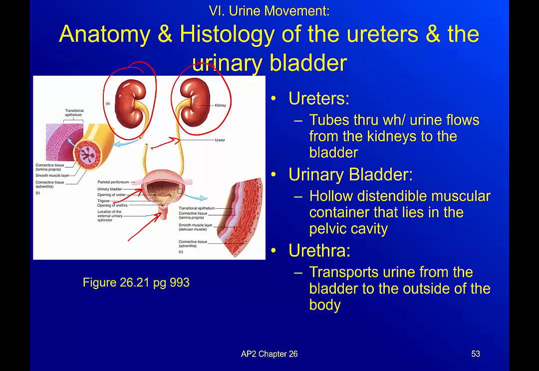The ureters are literally the tubes through which urine that has been made in my kidney flows down into my bladder. The bladder is a hollow, distendable muscular container that lies in the pelvic cavity. Basically, it holds your urine until you're ready to go, at least to a certain extent. And then the urethra, this last thing here, transports urine from your bladder to the outside of the body.